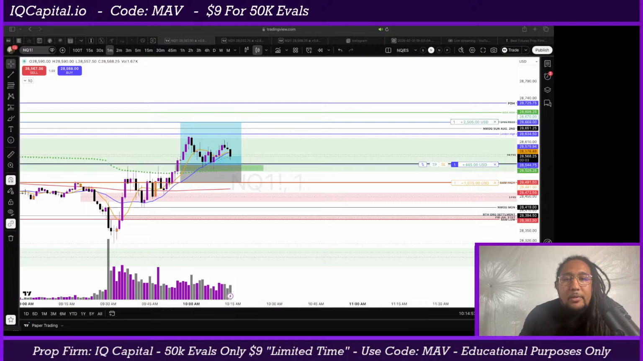Price action is really giving us a lot of whipsawing to the upside, to the downside.